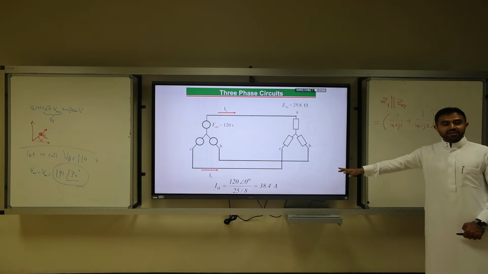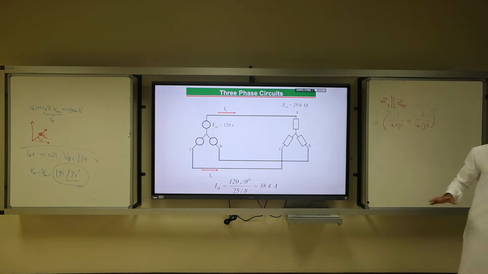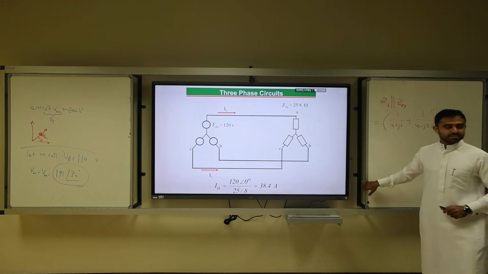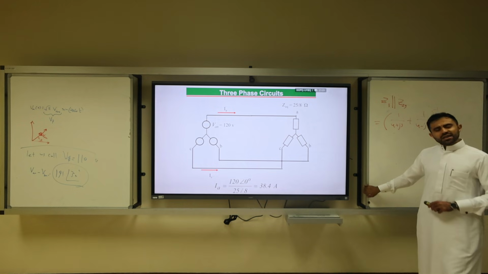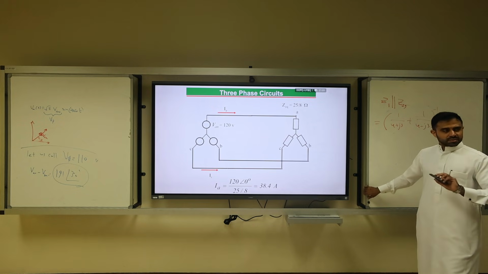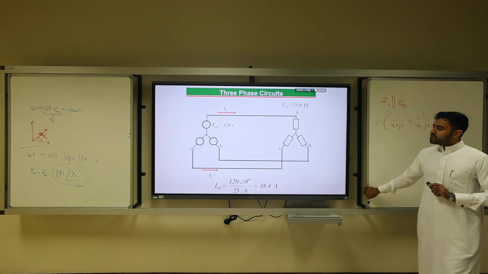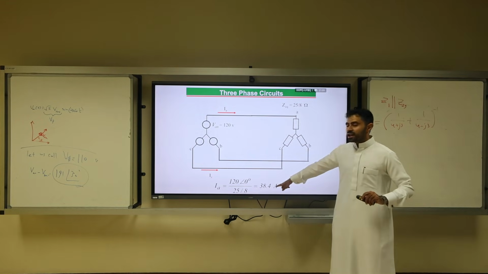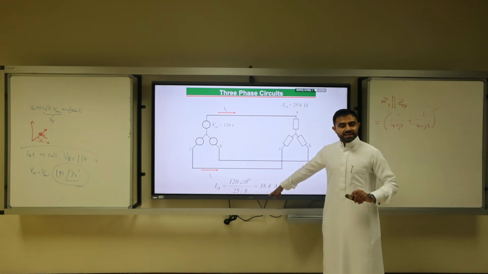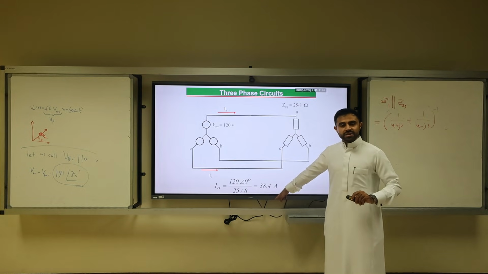This is a very good slide. We've been using it. We know about it. We trust it. This is the 3-wire system. We assume that the neutrals are the same. Let's make it simple. So we can find the line current to be 120 over the impedance. It's 38.4 for phase A. For phase B, 38.4 minus 120. For phase C, 38.4 minus 240.